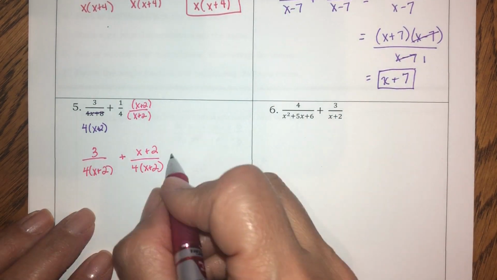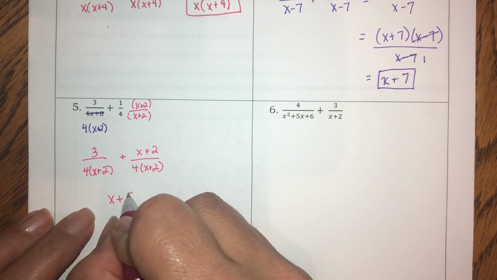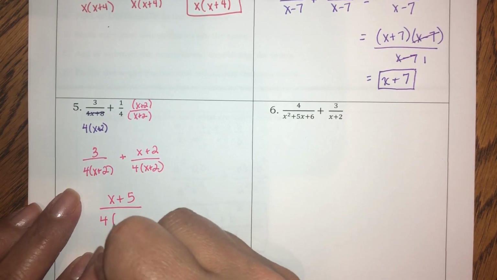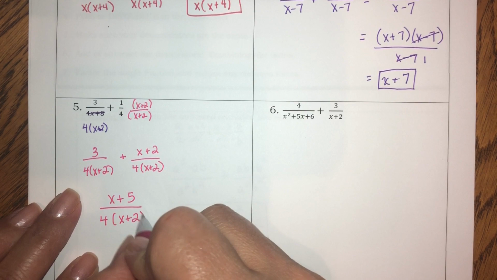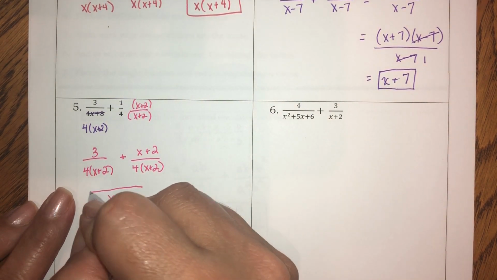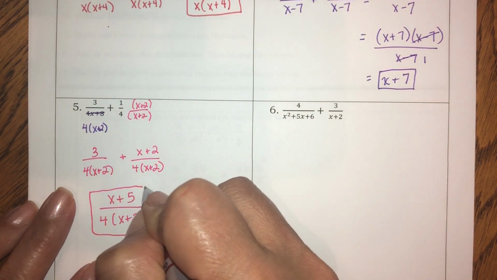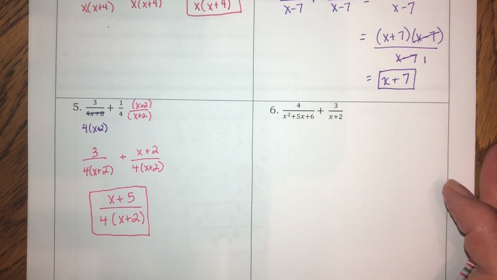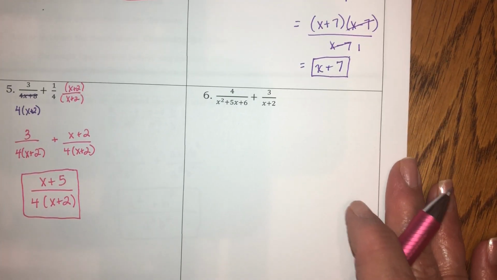And when I do that, on the top I have x plus 5. On the bottom I have 4 times x plus 2. That is messy. There's a lot of parts to it, but there's nothing else we can cancel, so we are stuck with it. And then we are up to the very last problem for today.